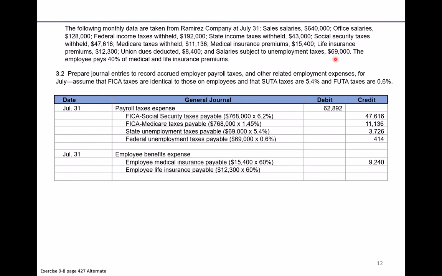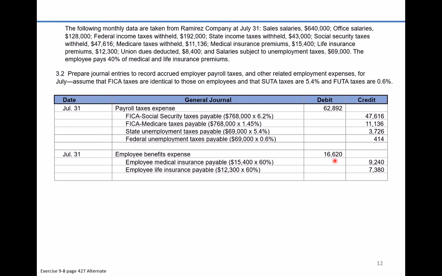As well as for the life insurance, 60% of that premium is paid by the employer, or $70,380. And we'll total both of those up together, and that gives us the additional amount of employee benefit expense that's being covered directly by the employer. So the employees had a lot of money coming out, but look here, the employer has to pay $62,892 in more taxes, plus $16,620 in more employee benefit expenses.